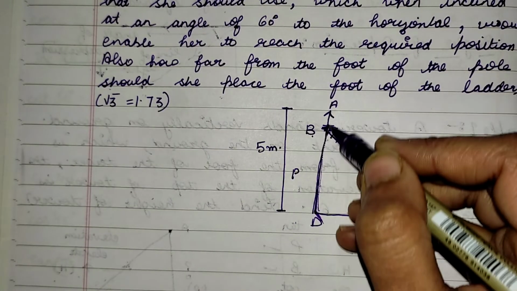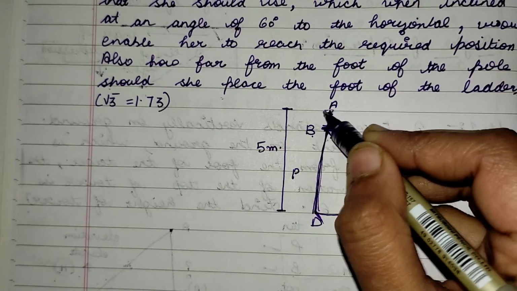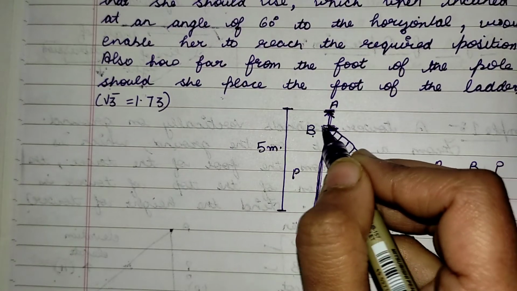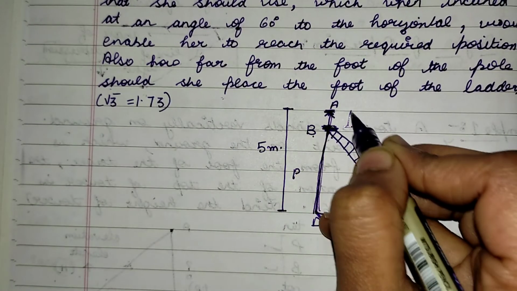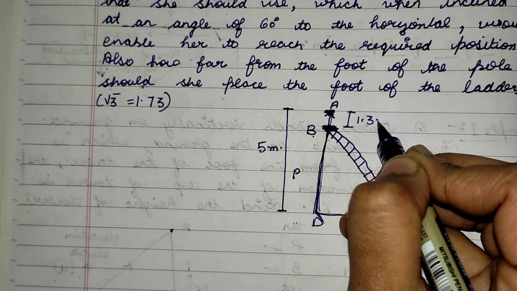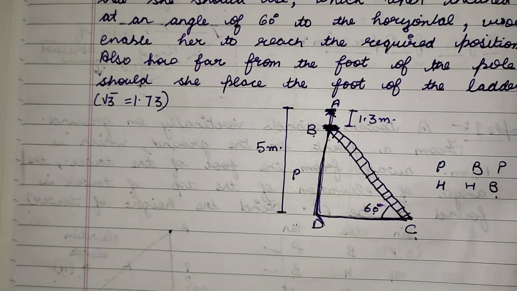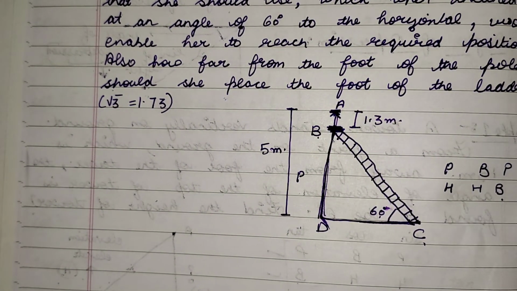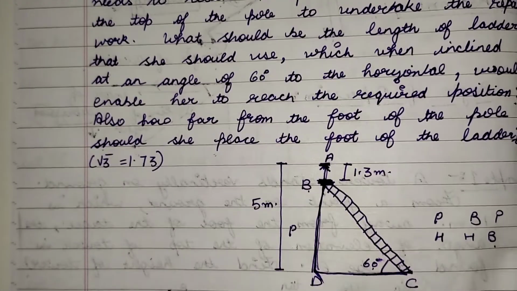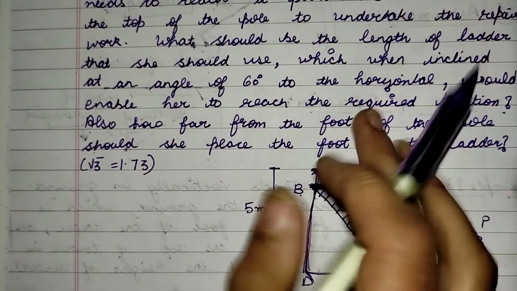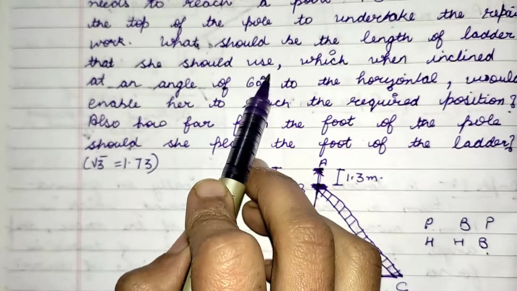She doesn't need to reach the top of the tower. She has to reach a height which is 1.3 meter below the height of the tower. Okay, then what should be the length of the ladder that she should use?